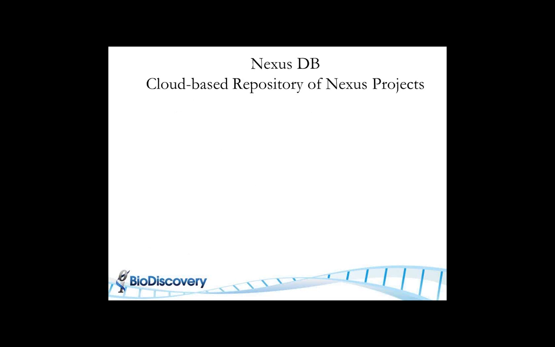Inside the Nexus Copy Number, there's another function called Nexus DB. It's a cloud-based repository of Nexus projects. You can get the redundant and secure backup and archive your projects and deposit into the repository inside the software. Since it's cloud-based, it's not going to use your own local storage, and it's going to put it up there in the cloud.